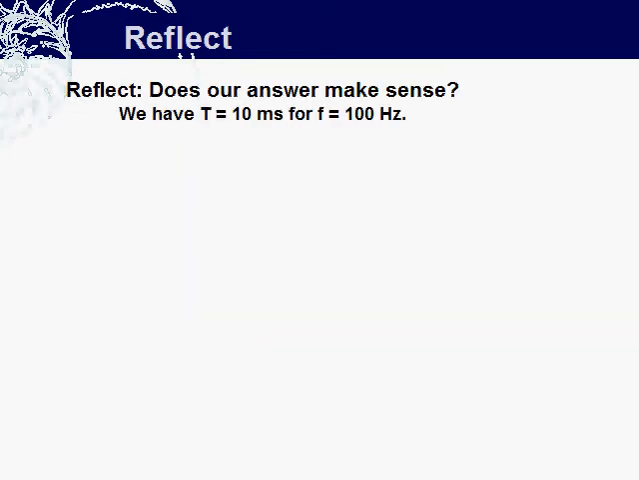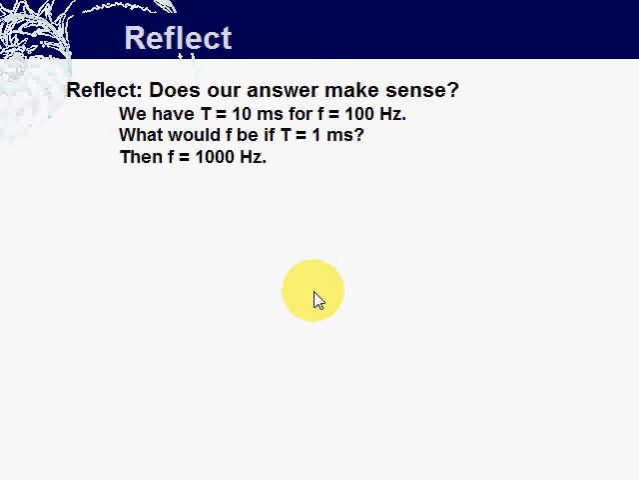Well, is that reasonable? Does the answer make sense? We have 10 milliseconds for 100 hertz. Should I pick 10 for the answer? Well, what would it be if T is 1 millisecond? I want to just reflect on this, look at this from a different angle, because 1 millisecond is kind of an easy question. 1 millisecond, that's 1,000th of a second. That means you're doing a thing 1,000 times a second. So for 1 millisecond period, the frequency is 1,000 cycles per second, or 1,000 hertz.